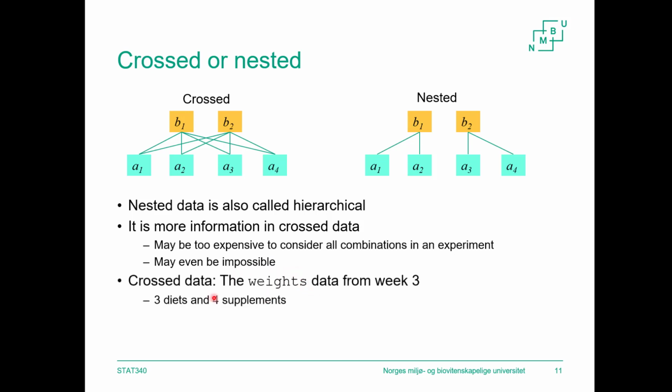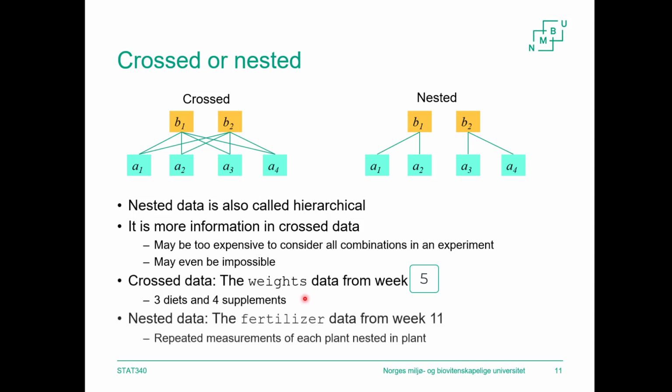So in the crossed data we have seen before, for instance, if you go back to week 3, we looked at this weights data, and that was a full factorial design where we had 3 diets and 4 supplements. So we had 2 factors with 3 and 4 levels, and we had all 3 times 4 equals 12 combinations in our data set. Very good data set.